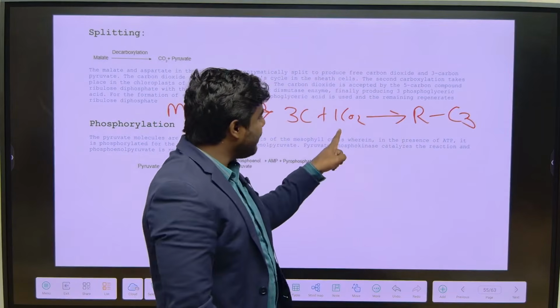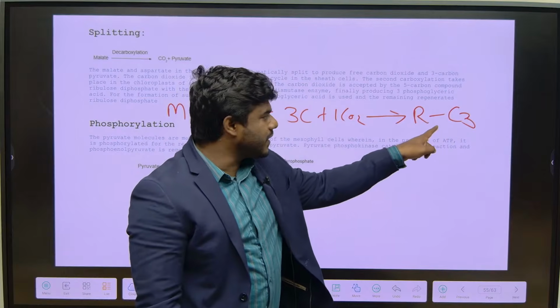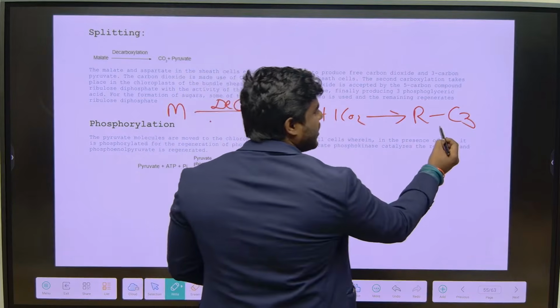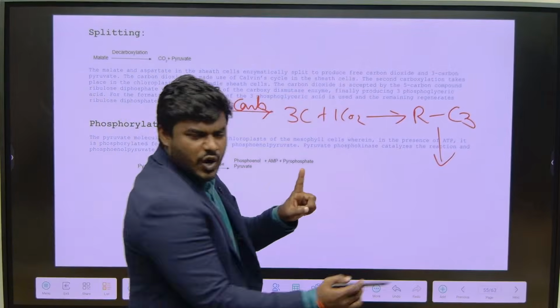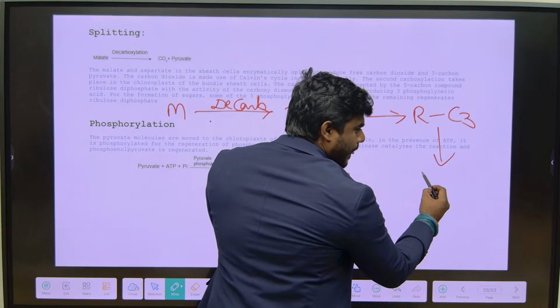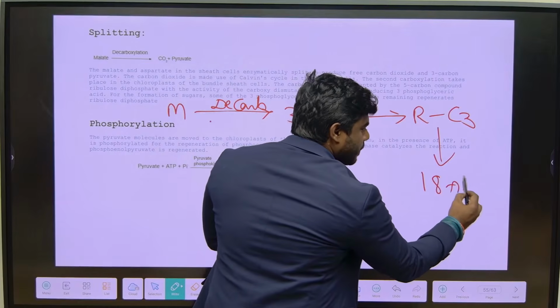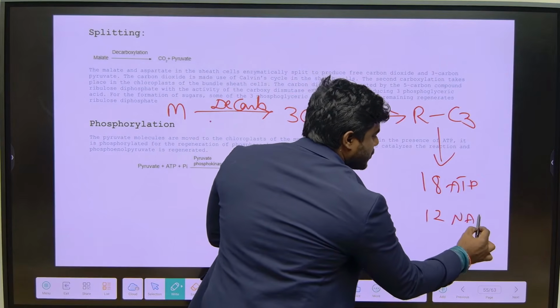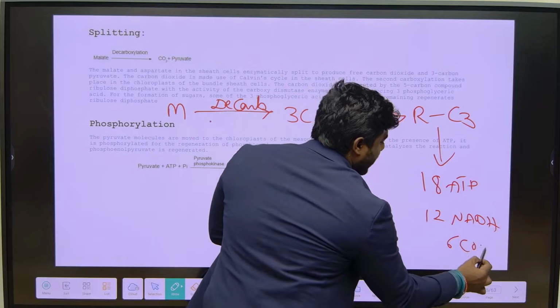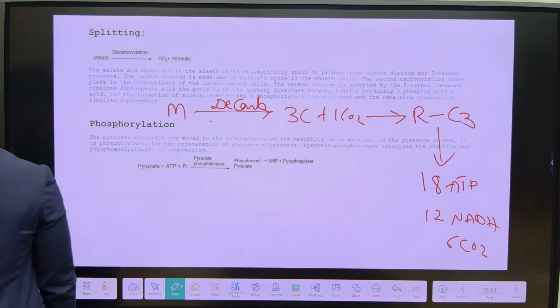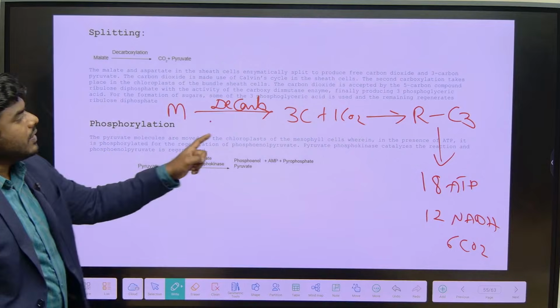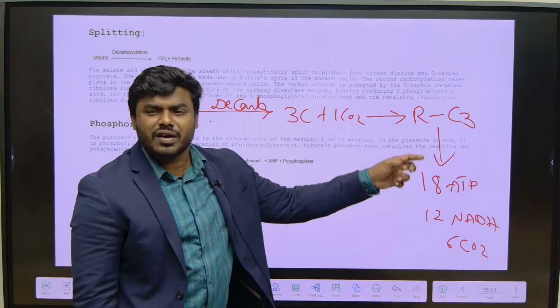Now whenever the carbon dioxide is taken by the Rubisco and continues the Calvin cycle, definitely it produces 1 glucose. So how many ATP are required again? 18 ATP, 12 NADPH and 6 carbon dioxide. This is the same. There won't be any change. The only change occurs here. Now what is happening here? This 1 carbon is taken by the Rubisco and continues the cycle.